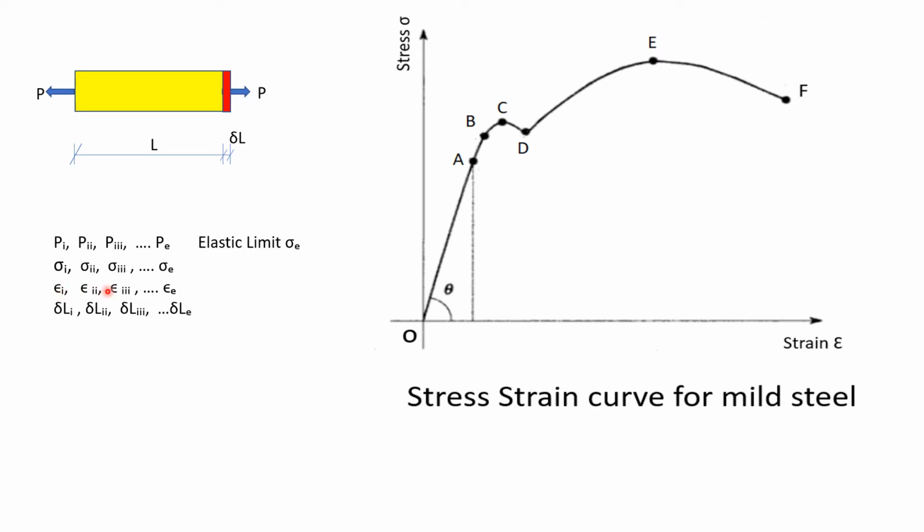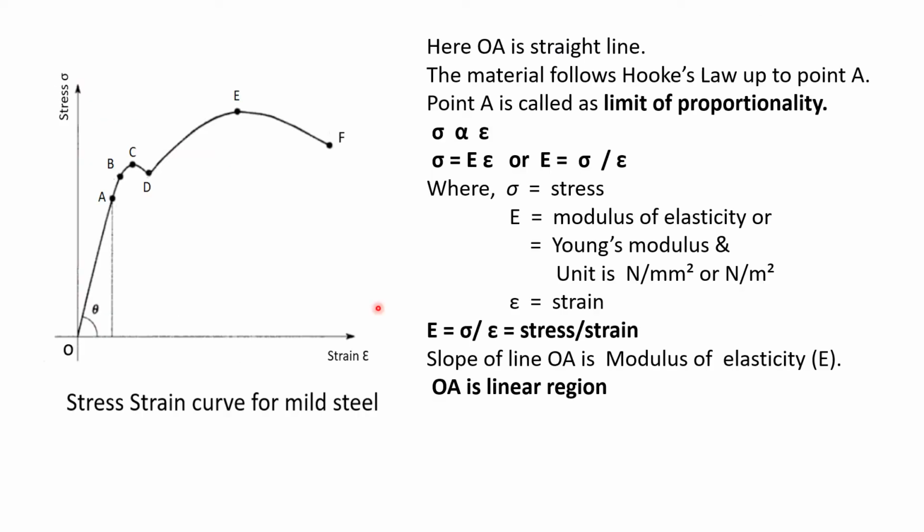Then on the x-axis we take the strains epsilon 1, epsilon 2, epsilon 3, and the corresponding stresses sigma 1, sigma 2, sigma 3 are plotted on the y-axis, and we take the points and draw the graph. The stress strain curve comes something like this. Now this is the stress strain curve for mild steel.